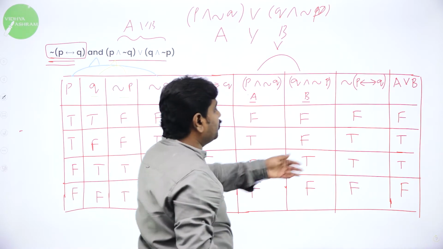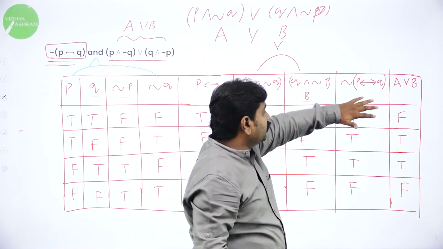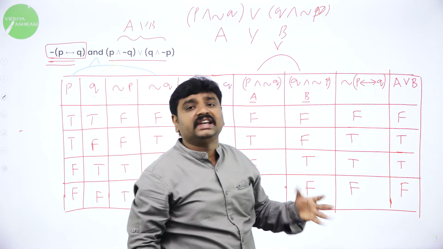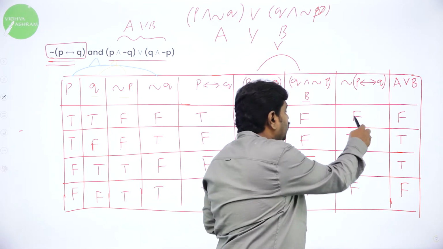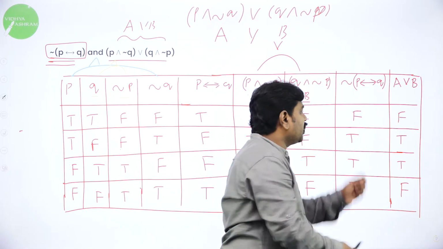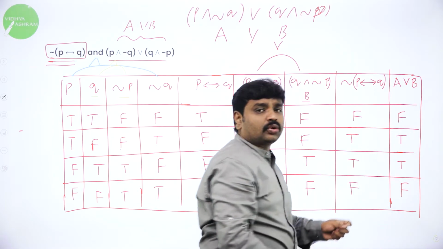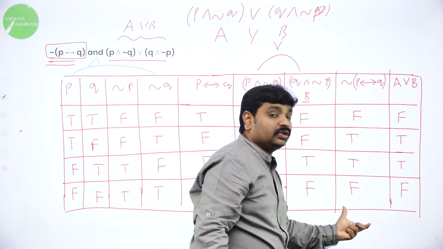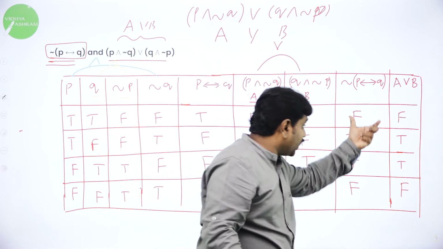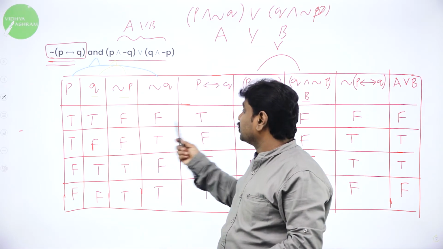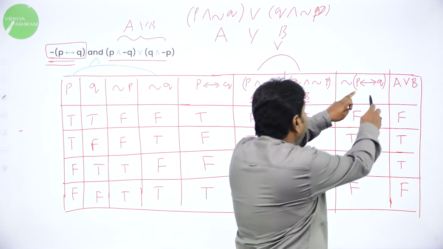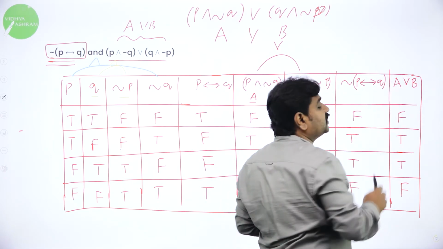So now see the column A R B. If you observe the last two columns, they are identical. Here we have false, true, true, false. Here also we have false, true, true, false. So both are giving the same set of truth values for the set of possible combinations. So therefore this statement and this statement, these two are logically equivalent.